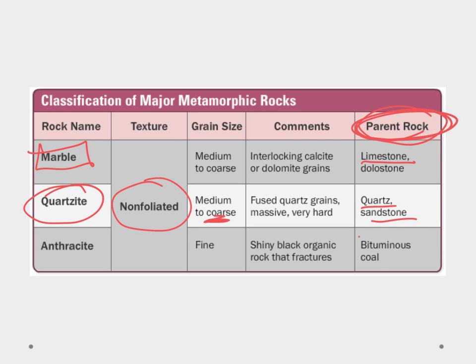And then finally, if we take this bituminous coal, we're going to apply the pressure. We're still going to end up with a fine grain. And remember, this one is plant-based. That's how we get our anthracite coal that way. So when it's non-foliated, its parent rock is going to play an important part in determining what it is.